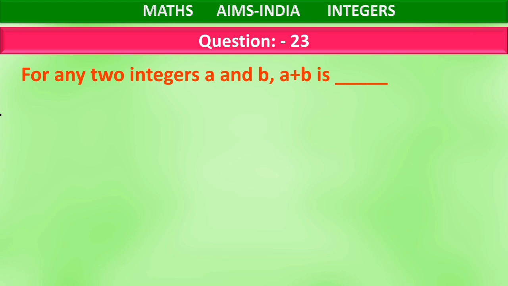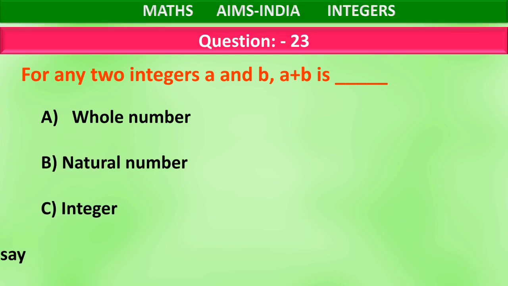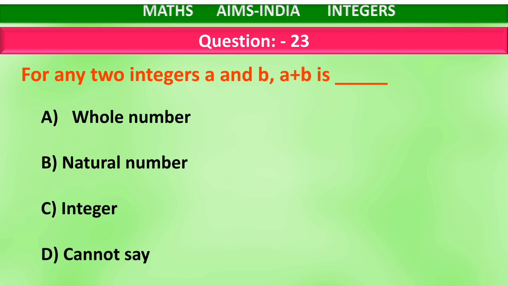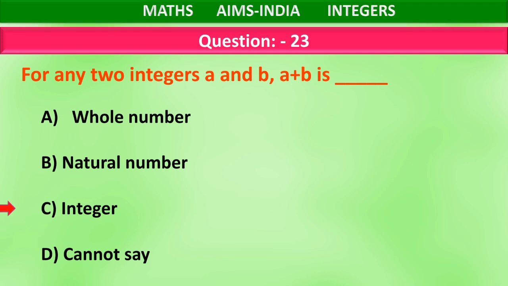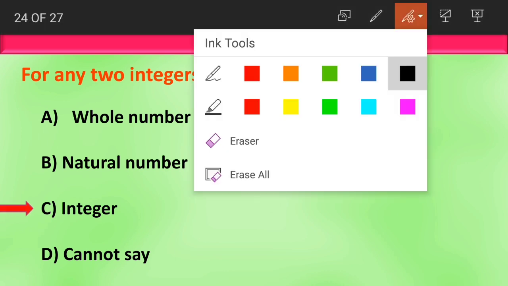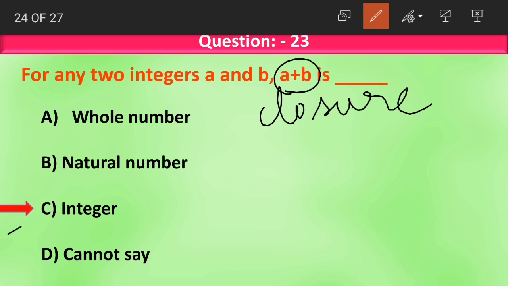Next, question number 23. For any two integers a and b, a plus b is dash. Option A, whole number; option B, natural number; option C, integer; option D, cannot say. What is the correct answer? Yes, the correct answer is option C, integer. And which property is it following? It is following the closure property. When we take two integers and add them, the answer is also an integer.